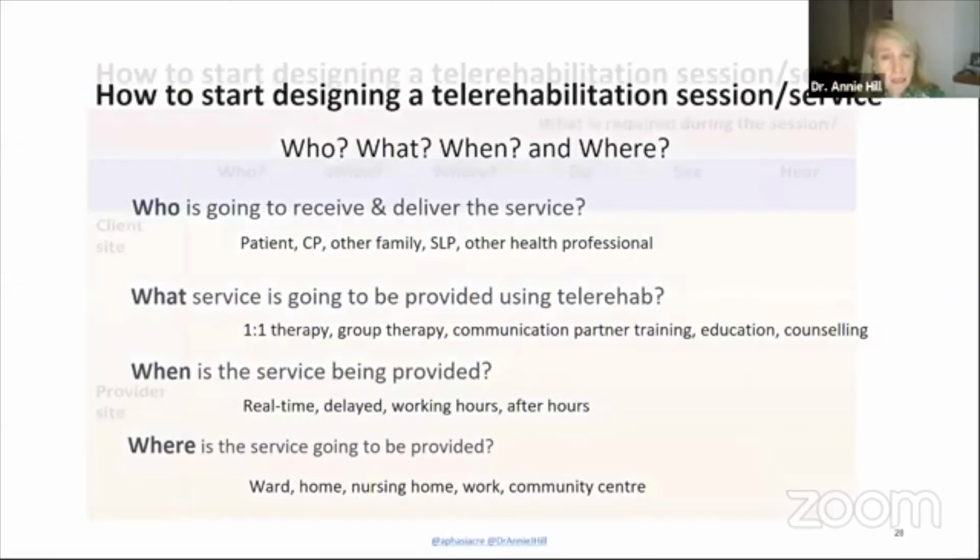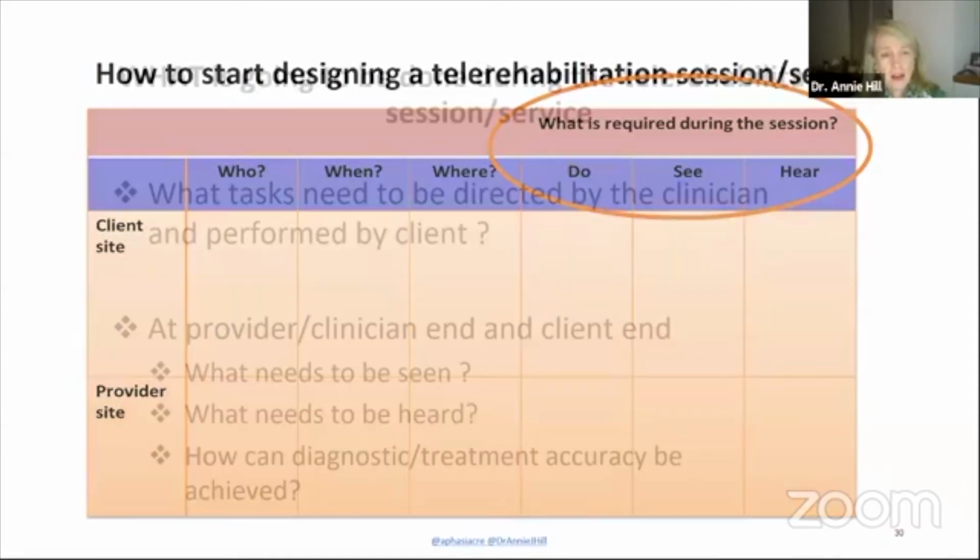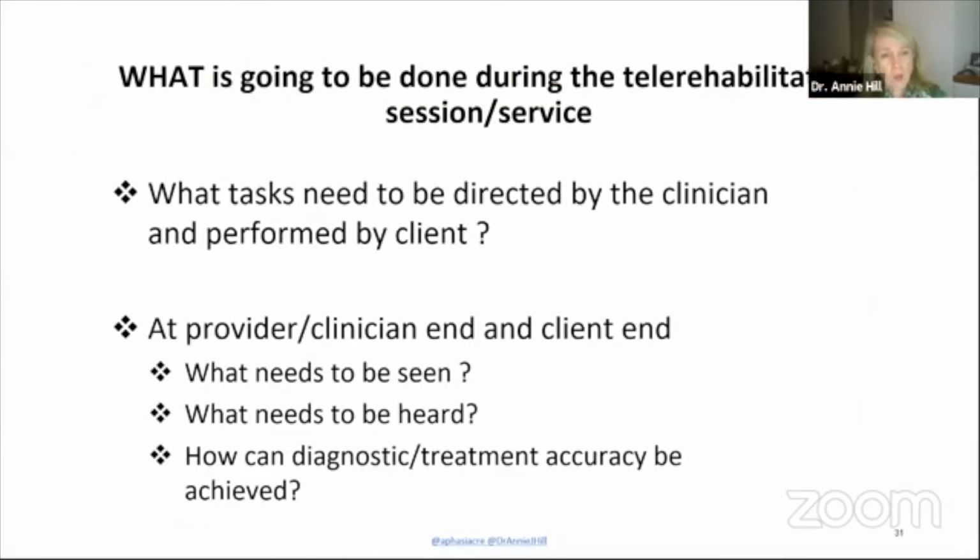We quite simply put this into a table and just go through that process of thinking about the who, when, where. The what is a little bit different. You need to break that down a bit more into what is done, what is seen and heard, and by whom. So it's really about what is the task that needs to be directed and what does the client need to do.